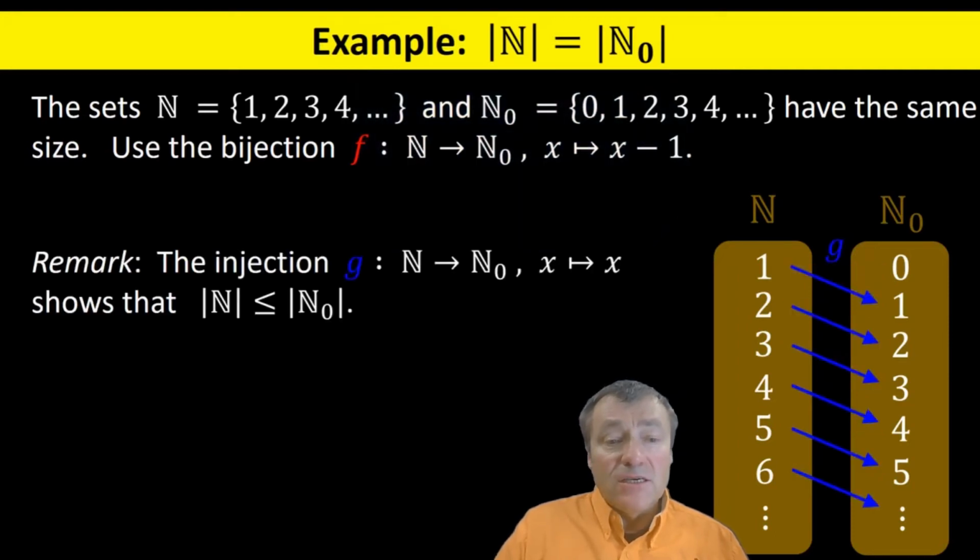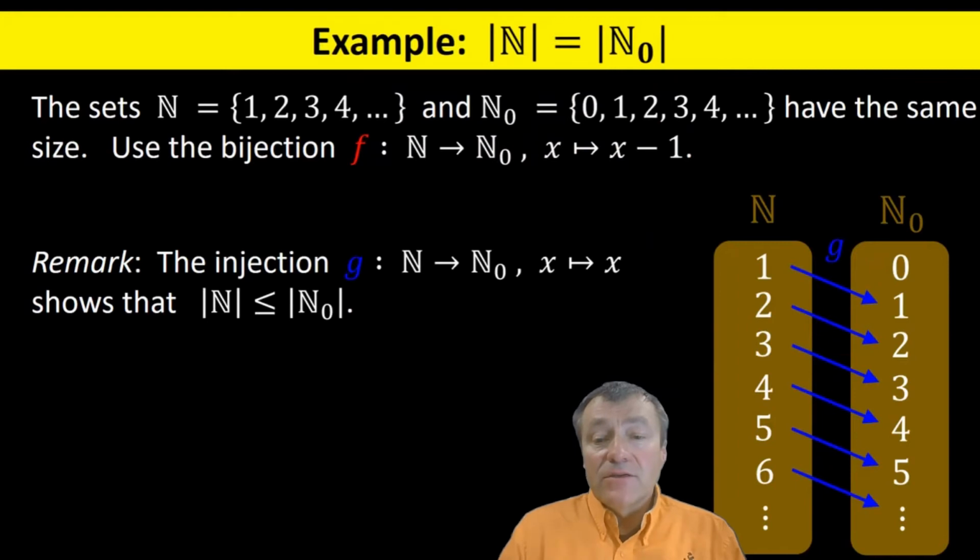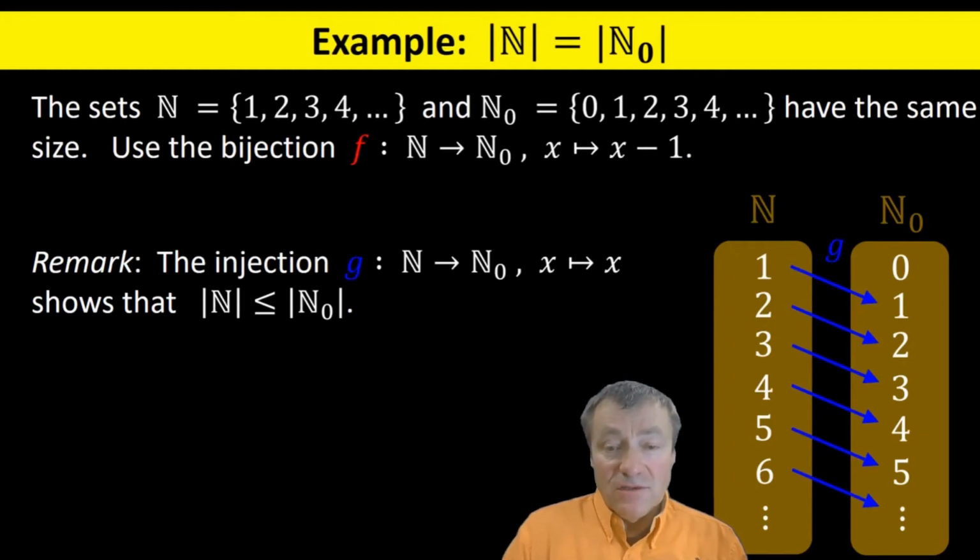Back to business. Now, it's easy to pick out an injection from the left side to the right side. You just map x to x. And that's one-to-one and not onto. But nowhere did we ever say that that makes the first set smaller than the second. What we said is it makes the first set in size less than or equal to the size of the second set. No problem here.